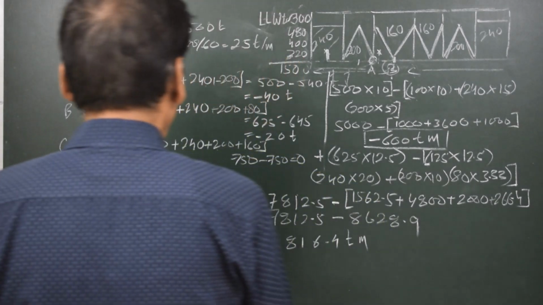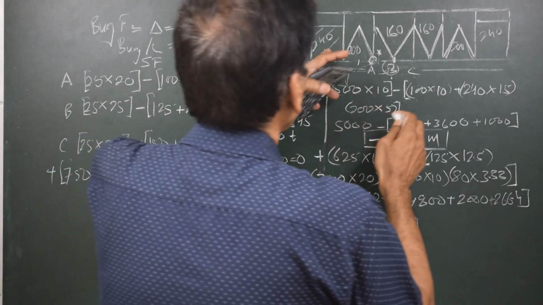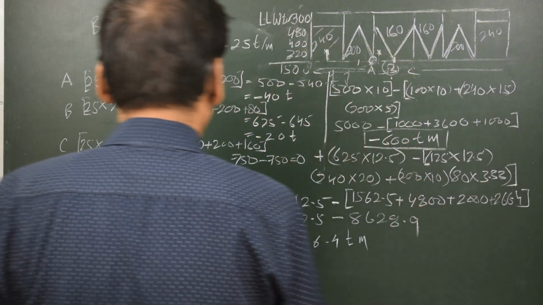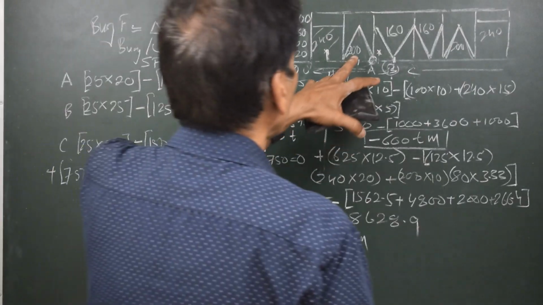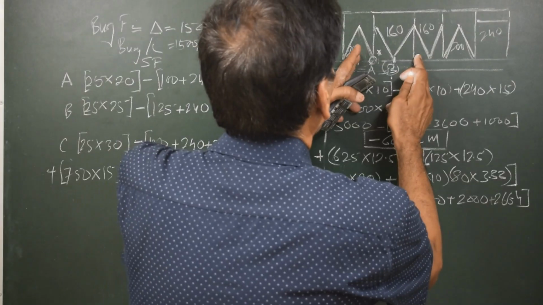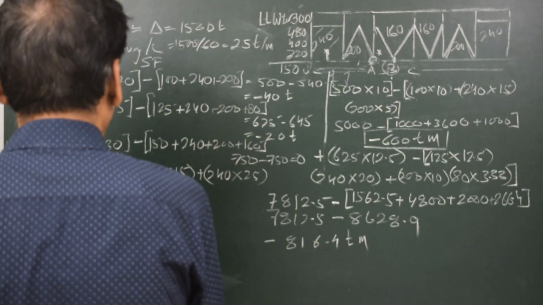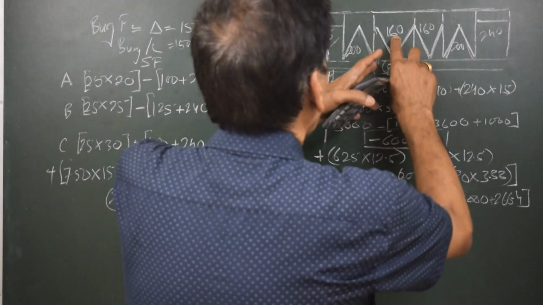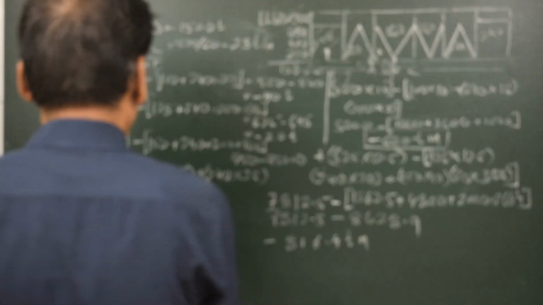Then you have 240 tons. Now this 240 tons, what is the distance from this point? So that is 25 meters, multiplied by 25. And then you have 200 tons, what is the distance from the mid-length? It is 15 meters, so 200 into 15. And then you have 160 tons, which is at a distance of 5 meters.